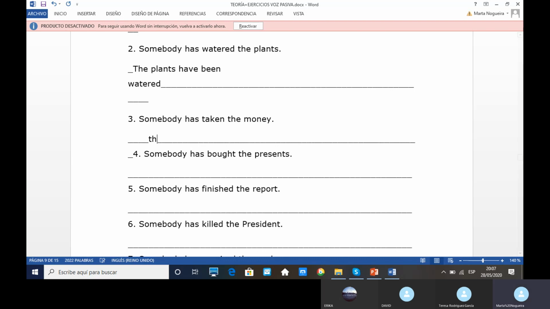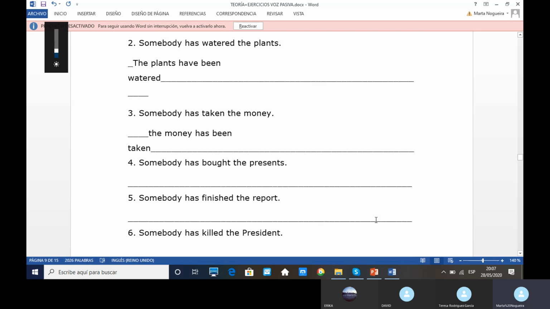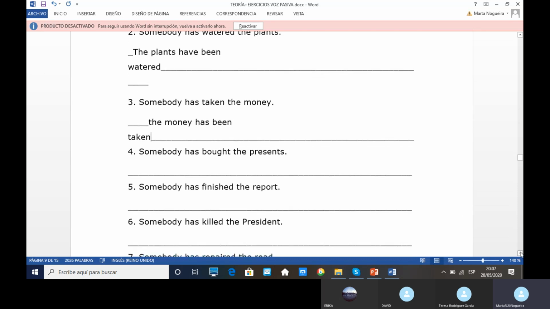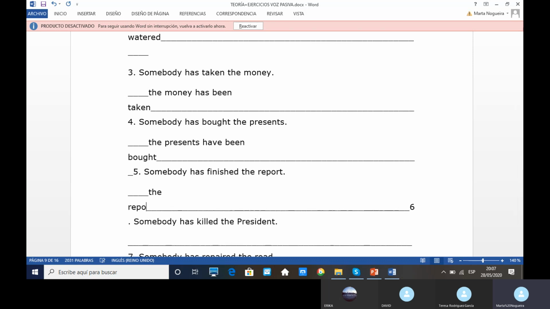Somebody has taken the money. The money has been taken by somebody, you would say. Somebody has bought the presents. The presents, now it's plural, have been bought. Somebody has finished the report. The report has been finished.